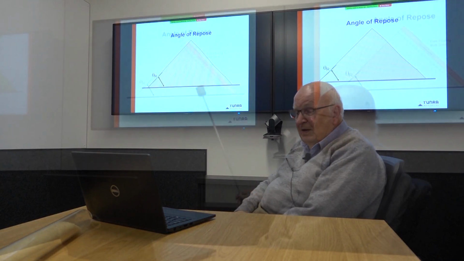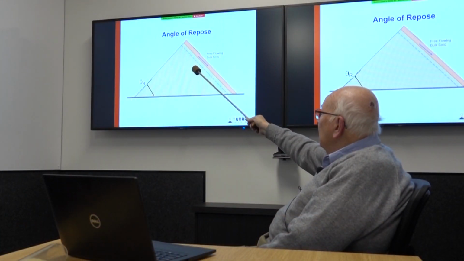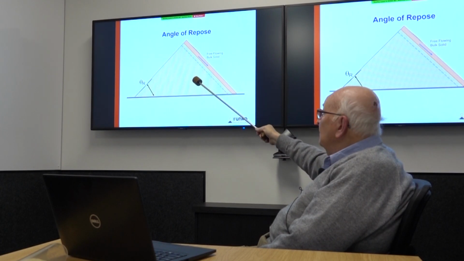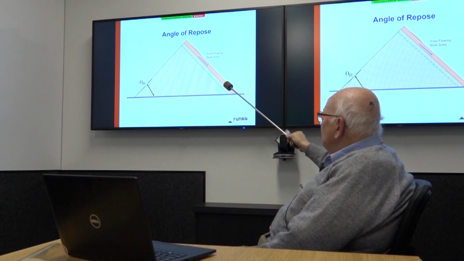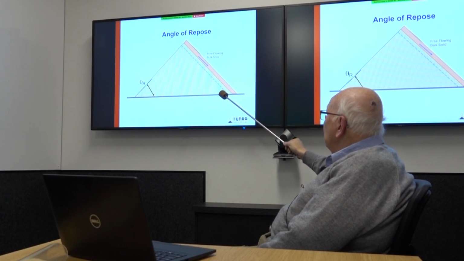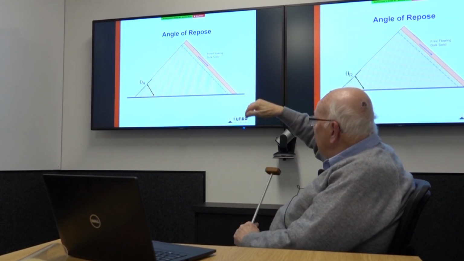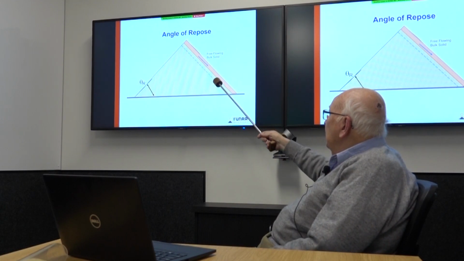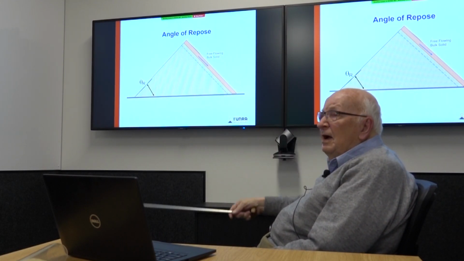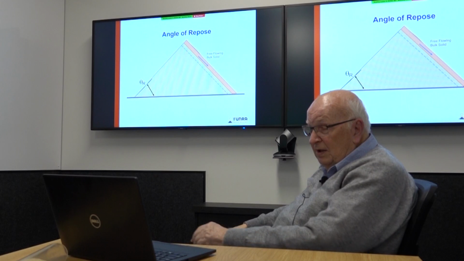repose doesn't change much. If this is a pile of dry wheat or even dry sand, perfectly free-flowing, then stack it up. This angle here might be about 32, 33 degrees. But if we dig into that from the side, the material will slip down and continue to slide down at the same angle of repose.